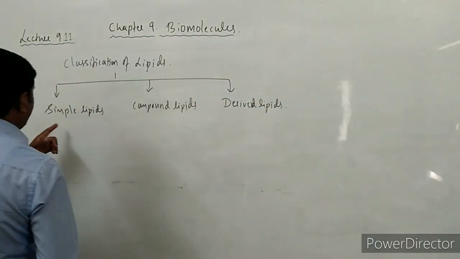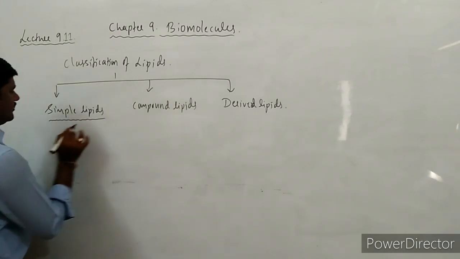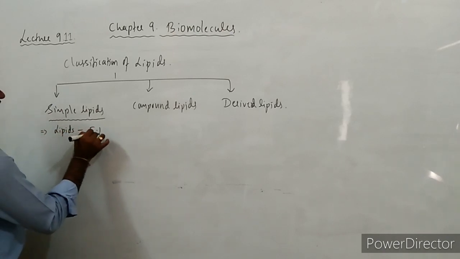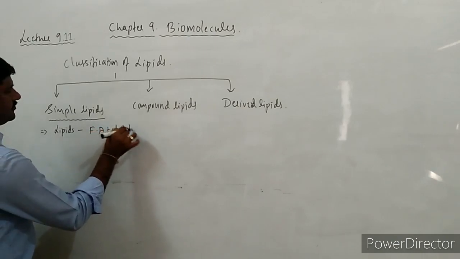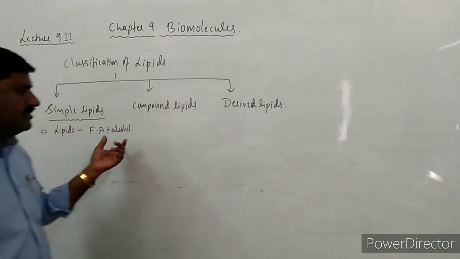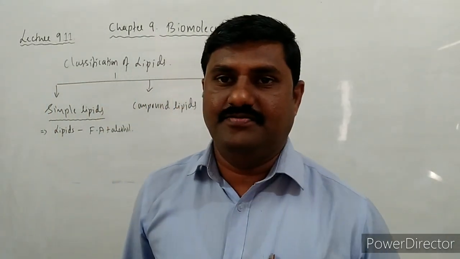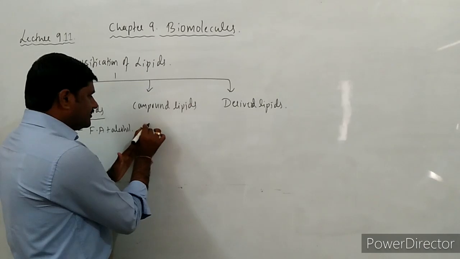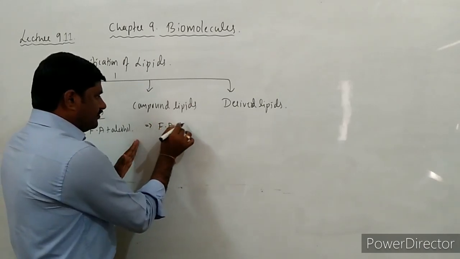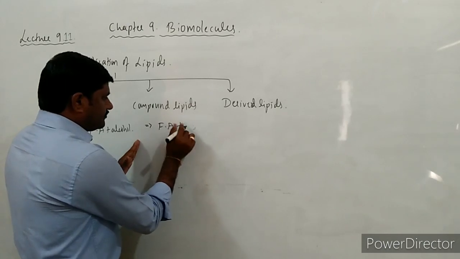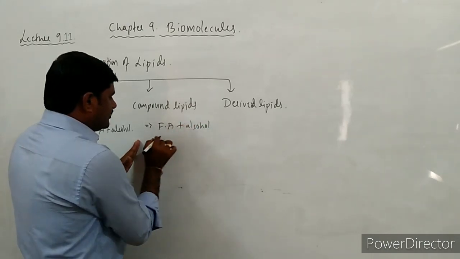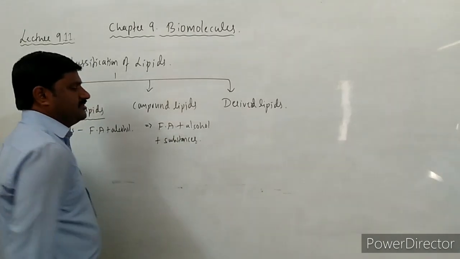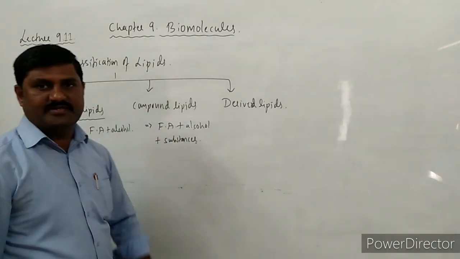First one, simple lipids. These simple lipids are the type of lipids which contain fatty acids as well as alcohol. The alcohol may be of the same type or of varieties, right? That is nothing but simple lipids. These are called compound lipids. Of course, these also consist of fatty acids plus alcohol. Along with this, some other substances are also involved so as to form compound lipids.